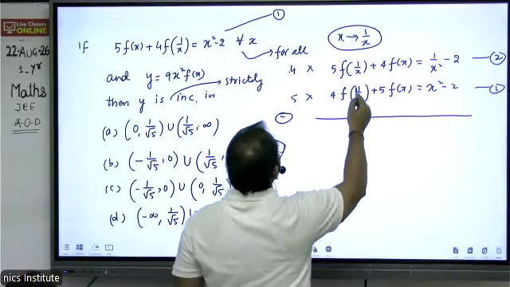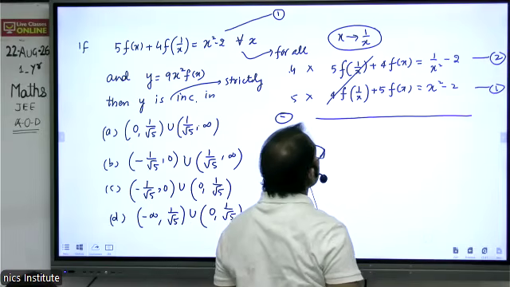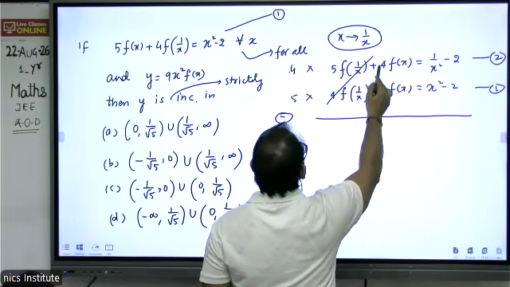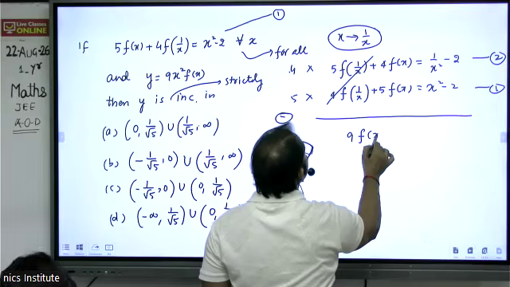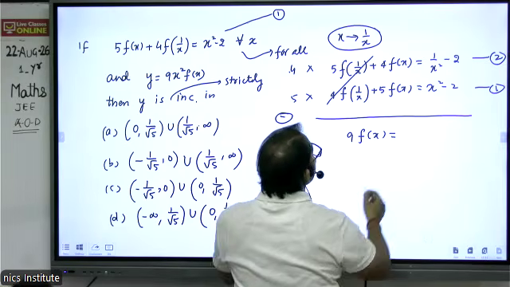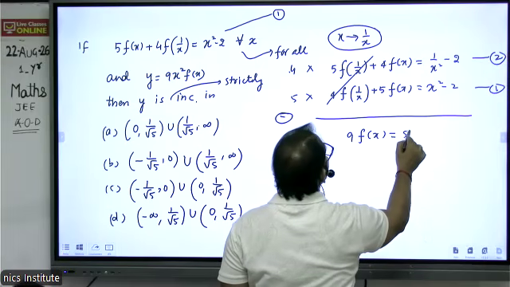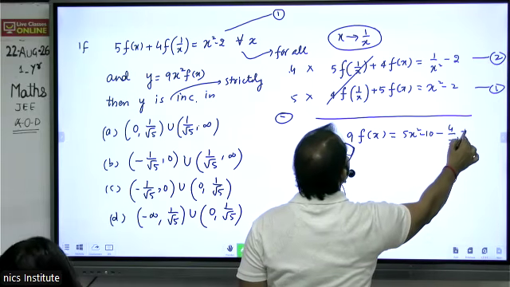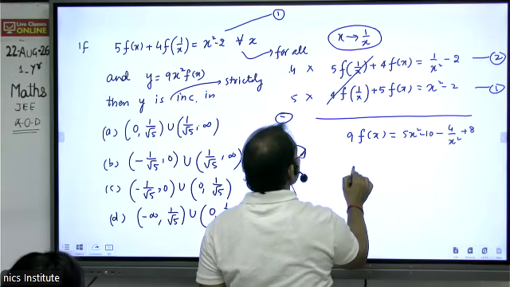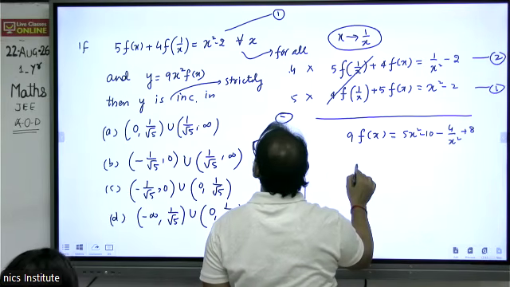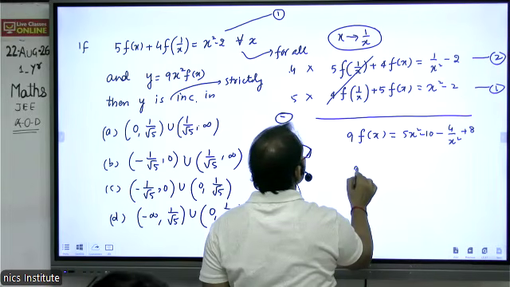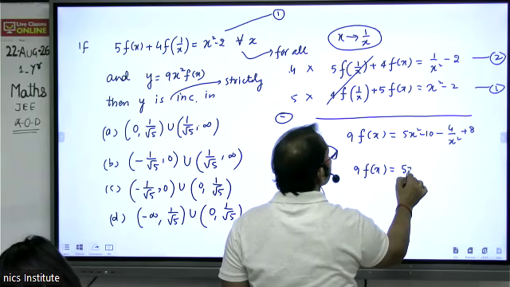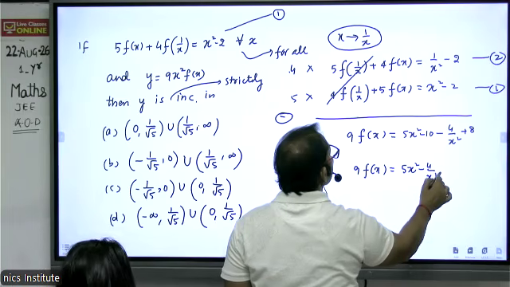When you subtract, this will cut. This is 25, this is 16, 9 fx will be 5x square minus 10 minus 4 by x square plus 8. Is it the function? Nine fx is 5x square minus 4 by x square minus 2.